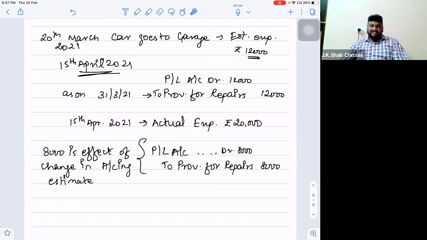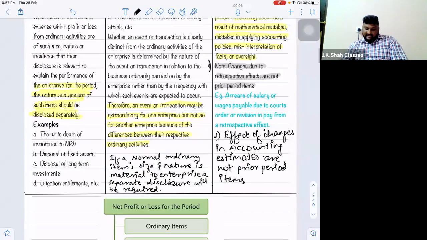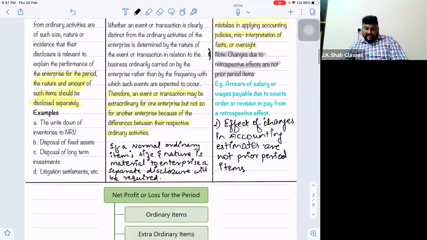Definitely no, because it is an estimation and estimations are bound to change. Yes or no? So if you have already made any estimation in the last year, but those estimations change in the current year, such change in estimations are not errors or omissions. Hence, they are not prior period items. So that is my exception to prior period items. So if you remember, I told something that I leave. Please understand. Effect of changes in accounting estimates are not prior period items.